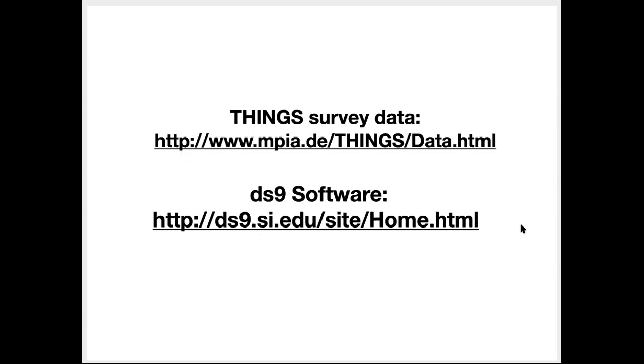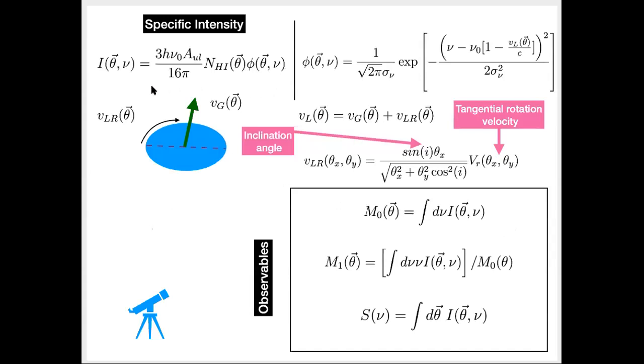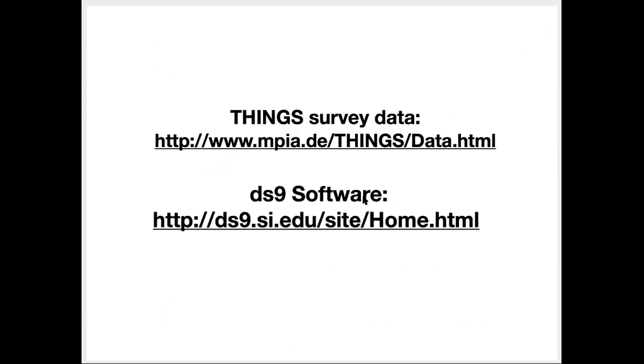So what are these supposed to do? Well, this has the H1 data cube, which is essentially what I was talking about when I said that specific intensity is itself a data product. So it's a function of three coordinates, theta x, theta y, and nu. It also gives you the moment zero and the moment one maps of many spiral galaxies and other types of galaxies called dwarf galaxies also.